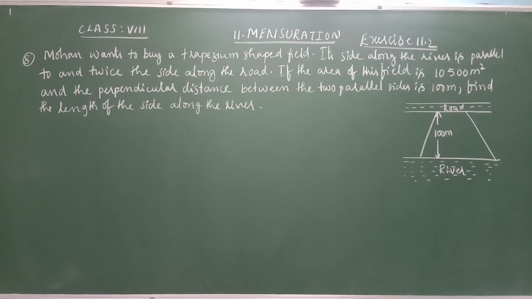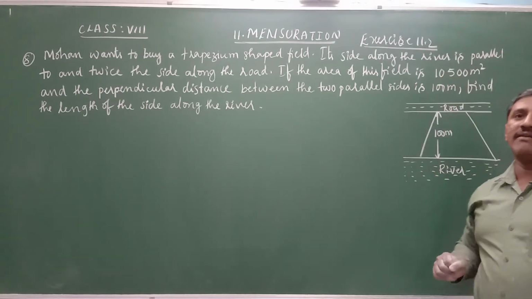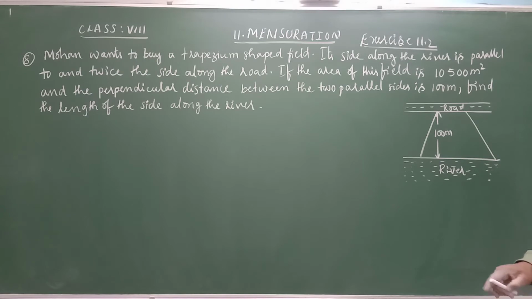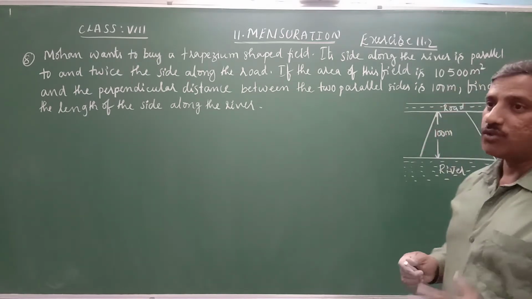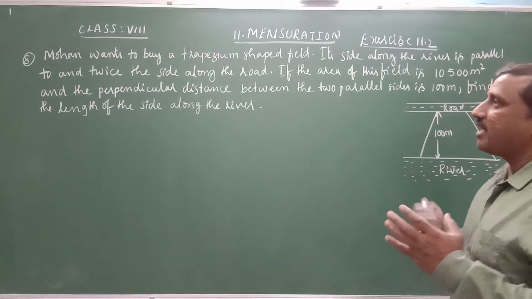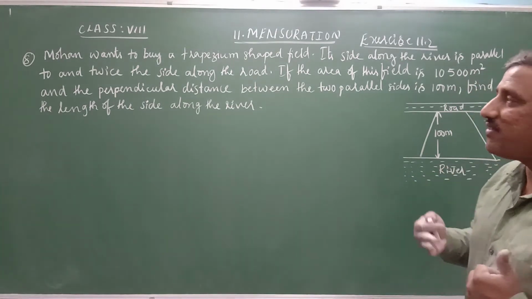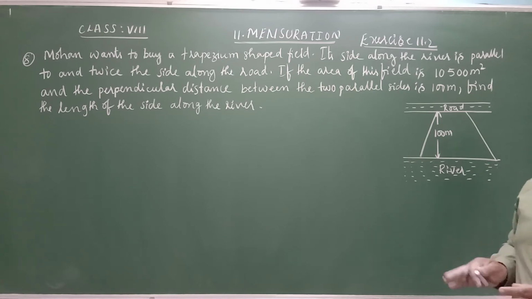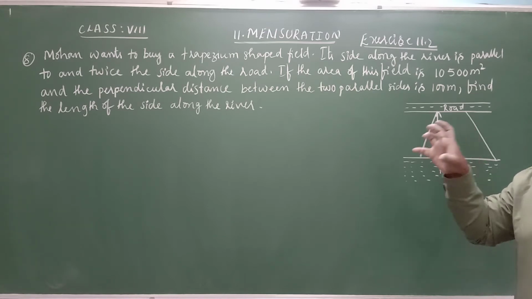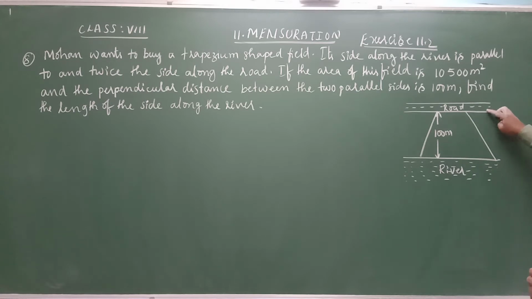Now we will do exercise number 11.2, 8th question. Mohan wants to buy a trapezium-shaped field. So who is going to buy a field? It is Mohan. What is the shape of the field? It is a trapezium. Its side along the river is parallel to and twice the side along the road. What does it mean? The field is there between a road and the river.